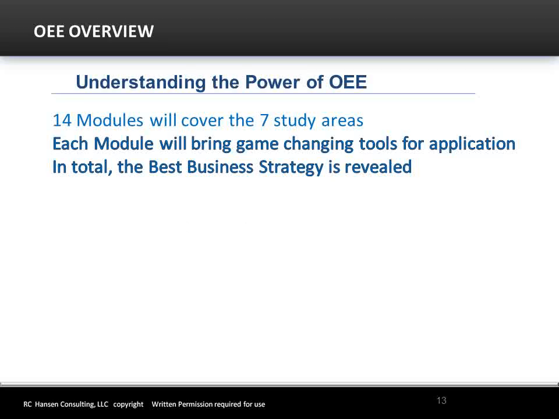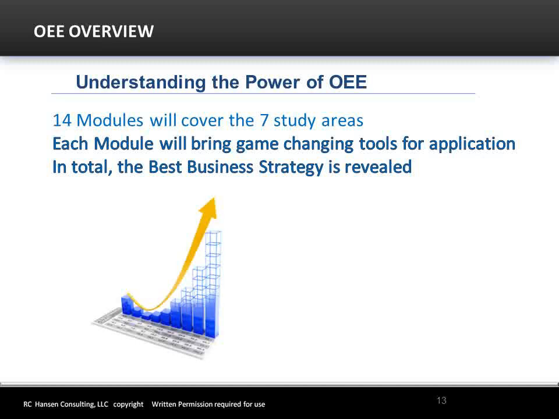The 14 modules will cover the 7 areas of study, and each module is approximately 40 minutes long. Each and every module brings game-changing tools for application. In total, the best business strategy is revealed.